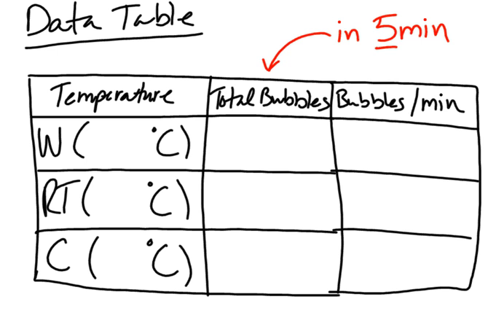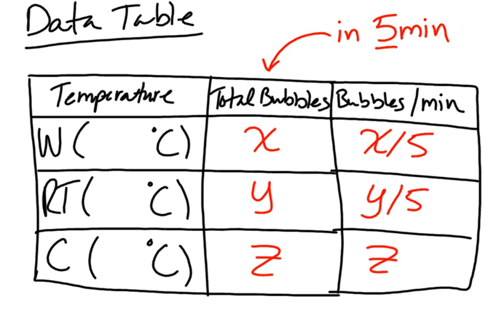You want to get the total number of bubbles at warm temperature, at room temperature, and at cool temperature. So you get the total number of bubbles here, and let's go ahead and say that these are X, Y, and Z. In order to get the answer over here for bubbles per minute, it would be X divided by 5, this would be Y divided by 5, and of course Z divided by 5, and that will give you bubbles per minute. So you're definitely going to want to have your data table filled out as well. You'll need to get that done before you come to the lab.